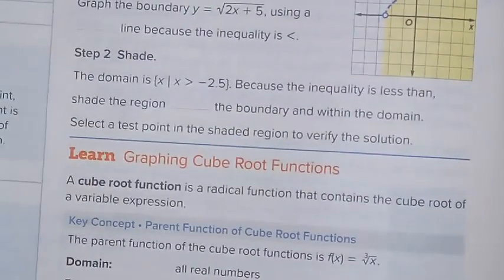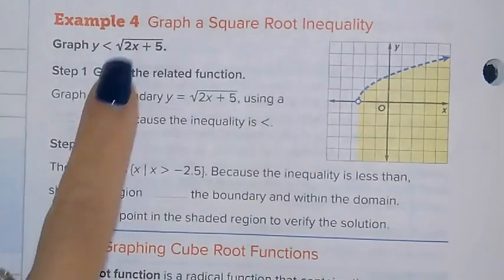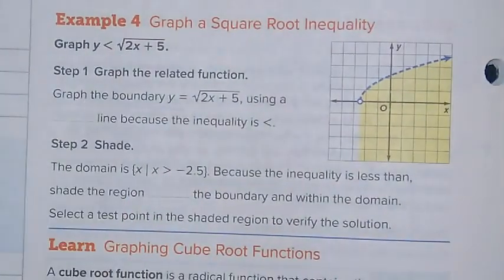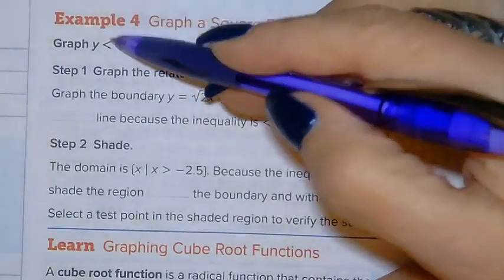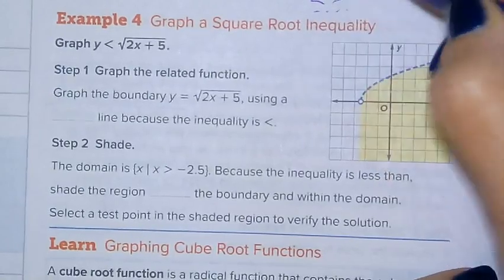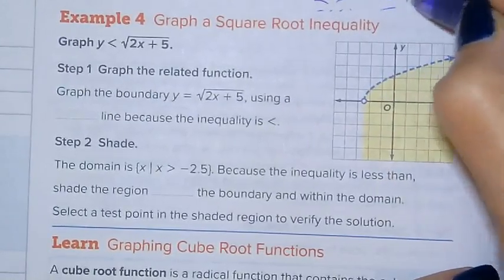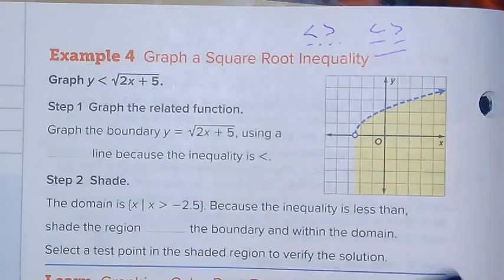Square root function inequalities. I think this is straightforward. It is less than, so you shade below. It's a dotted line because dotted lines are these symbols. Solid lines are those symbols. Open dot, because it is a dotted line.